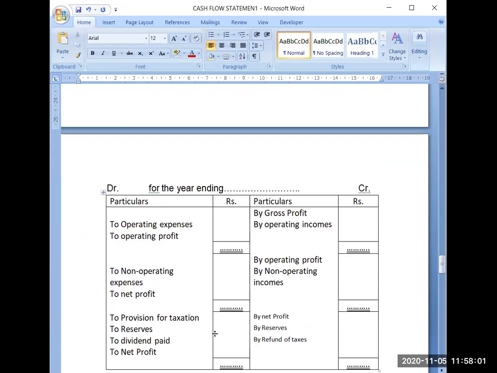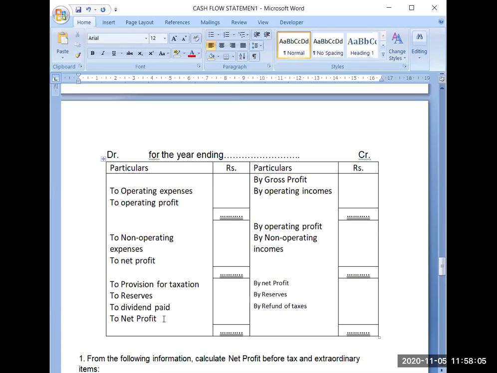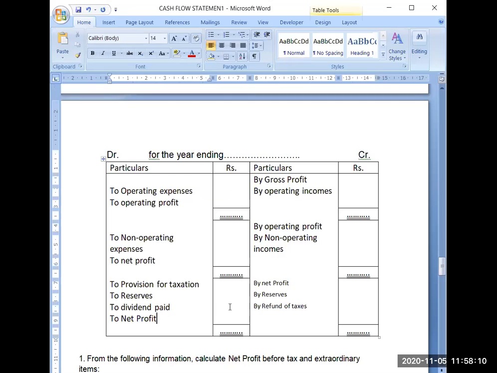Now I have prepared a profit and loss account for clearing this logically to you. See, this is my net profit. And if I have paid the dividend, that will also come on the debit side of profit and loss account. If I have transferred any amount to reserves, that will also come on the debit side of profit and loss account. And if I have created any provision for taxation, that will also come on the debit side of my profit and loss account.